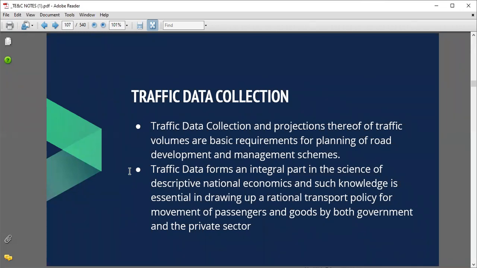First is road development. We have to develop roads, and for that purpose we should know the traffic data collection. Based on this we can move towards the next point, the management schemes: how to increase the width, or how to modify or improve the road. Likewise we can make judgments about the traffic volume count after collecting information about that road.